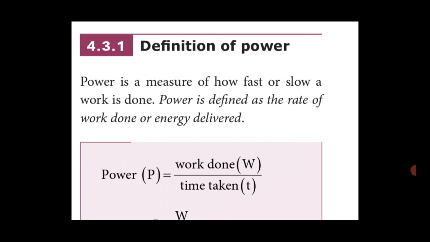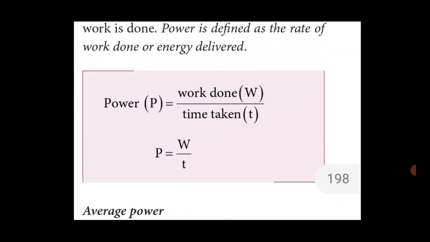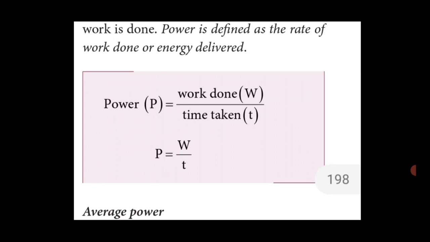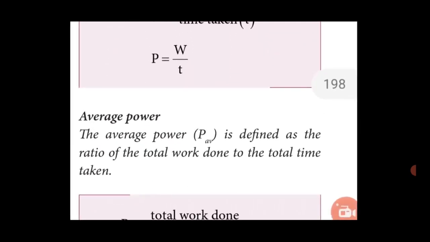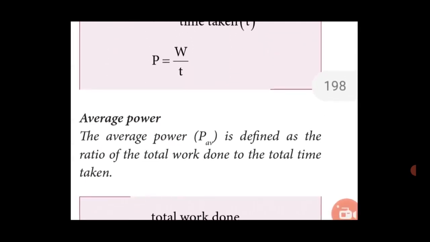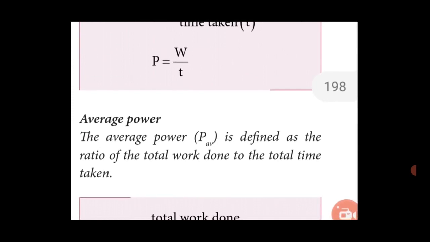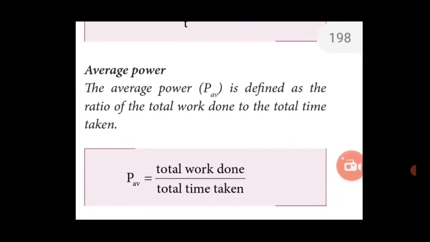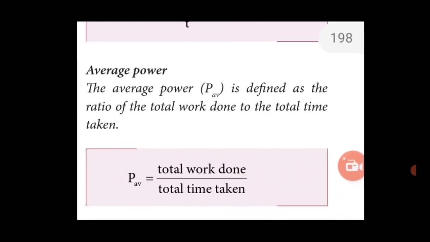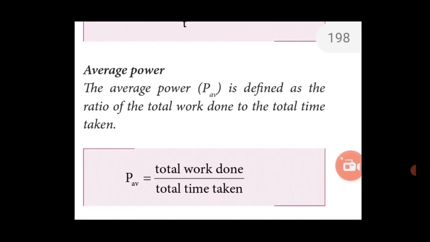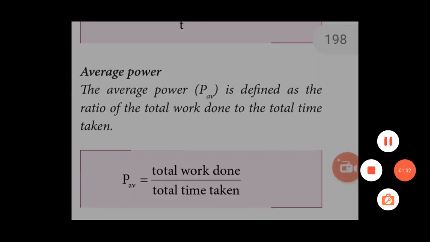So that is defined here. Power is equal to work done by time taken, that is P is equal to W by T. How much work has to be done in the particular time. And then average power is there. Average power is nothing but the ratio of total work done to the total time taken. P_av, that is average power, is equal to total work done by total time taken.